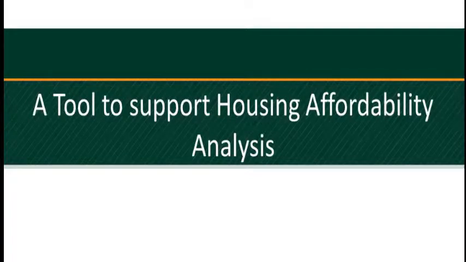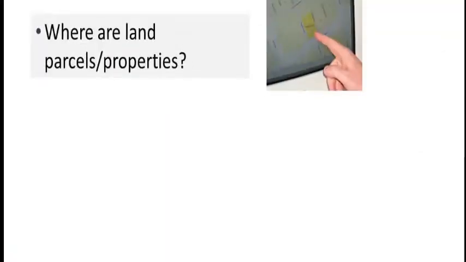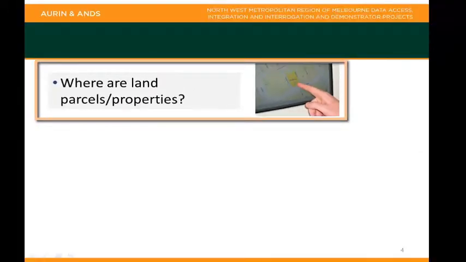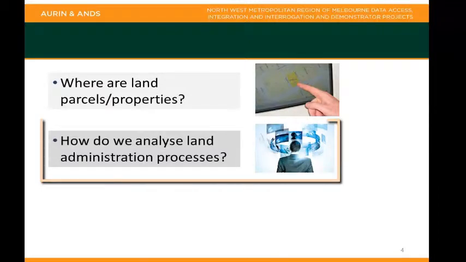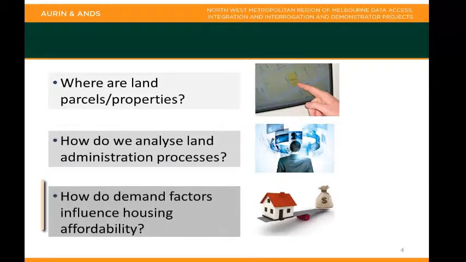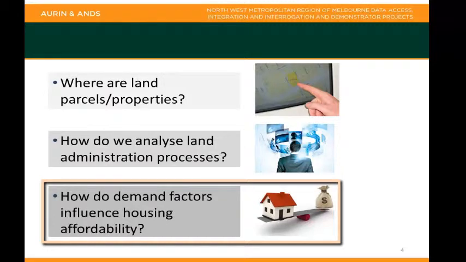This section demonstrates the capability of data integration as a tool to enhance housing research and analysis. In particular, it focuses on housing affordability issues in the Northwest Corridor of Melbourne. The tool is intended to achieve three things. First, to identify developable land parcels and properties that have potential for residential development. Two, to analyze land administration processes that impact approval of development rights. And lastly, to understand demand factors' influence on housing affordability.